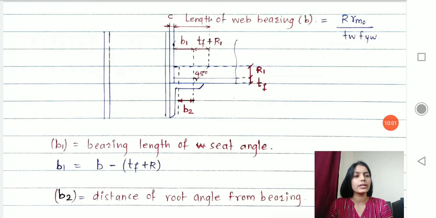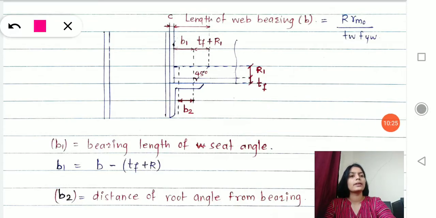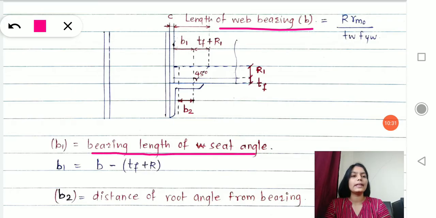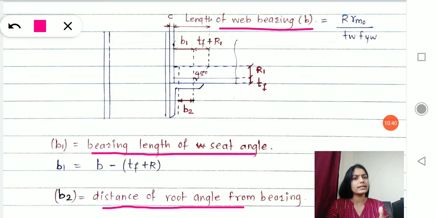Now, three different values we are going to calculate. What are these three different values or distances? First is the bearing length of a web of your beam, then the bearing length of the seat angle, and then the distance of the root angle from bearing. Okay, let's understand it stepwise with the help of the figure.